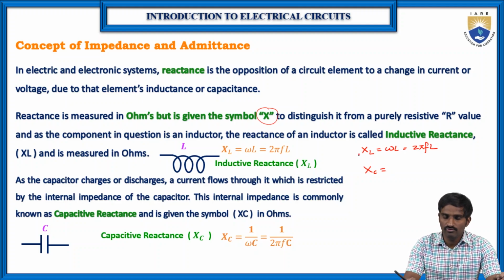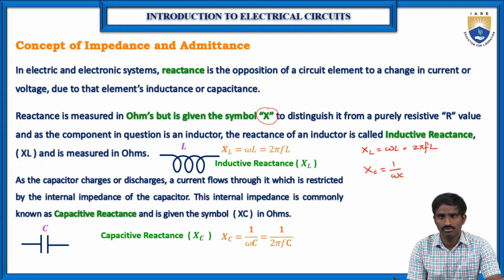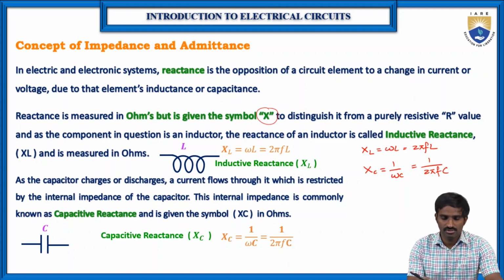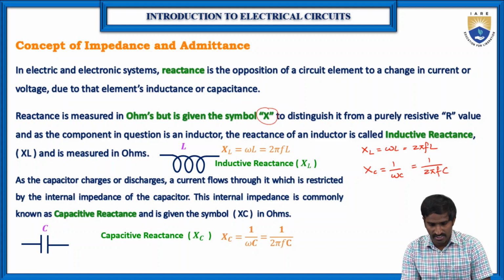So here the value of the capacitive reactance is 1 by omega C. These we have already derived: XL is equal to omega L or 2 pi F L, and XC is equal to 1 by omega C, or because omega is equal to 2 pi F, 1 by 2 pi F into C. So this is the capacitive reactance. So this is all about the inductive reactance and the capacitive reactance.